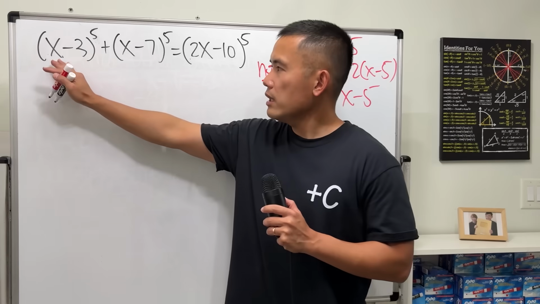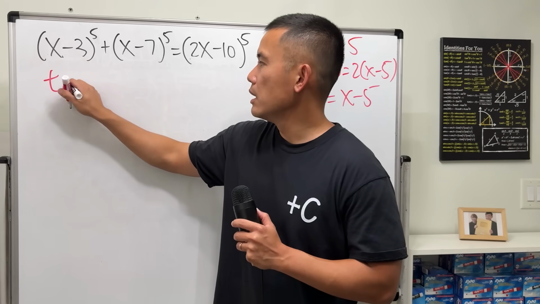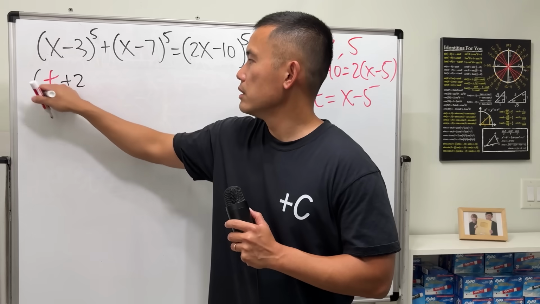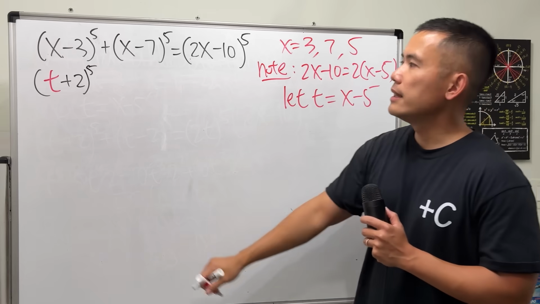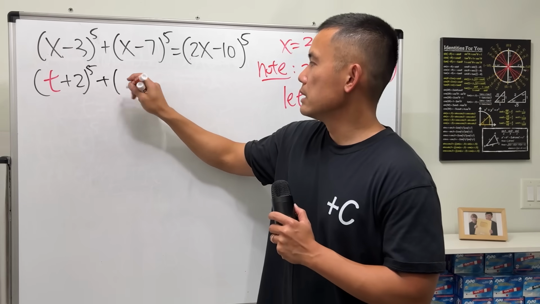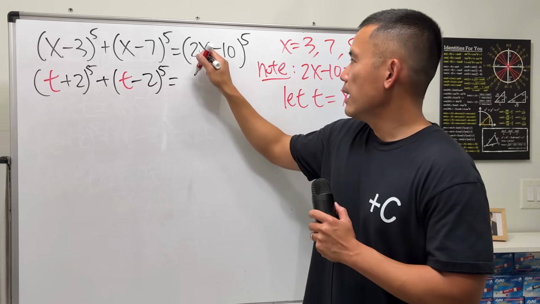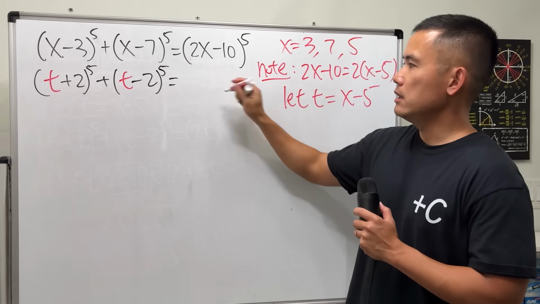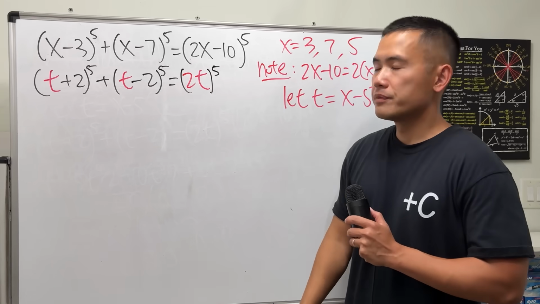And then right here we have x minus 3. That will be t plus 2, and then to the 5th power. Okay, and then continue. This one will be t minus 2 to the 5th power. And this right here is 2 times t, and then to the 5th power.